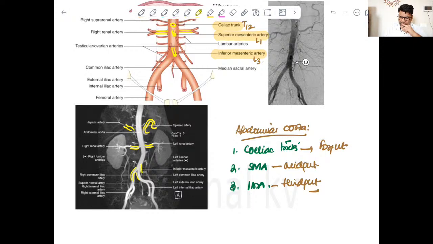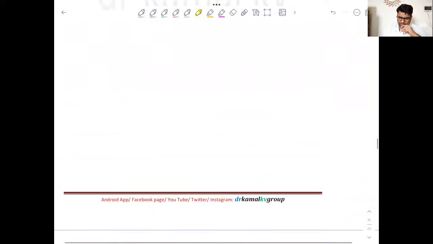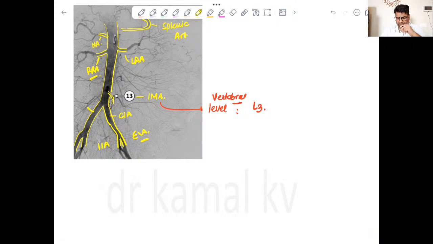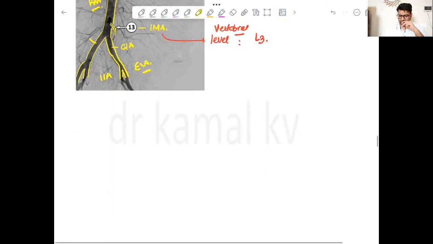Okay, so this question was about the inferior mesenteric artery, right? So again, this is also a very important source of questions. Sometimes you might have simple images, or sometimes you might have angiographic images, and they will just point at some structure and you have to identify it, right?